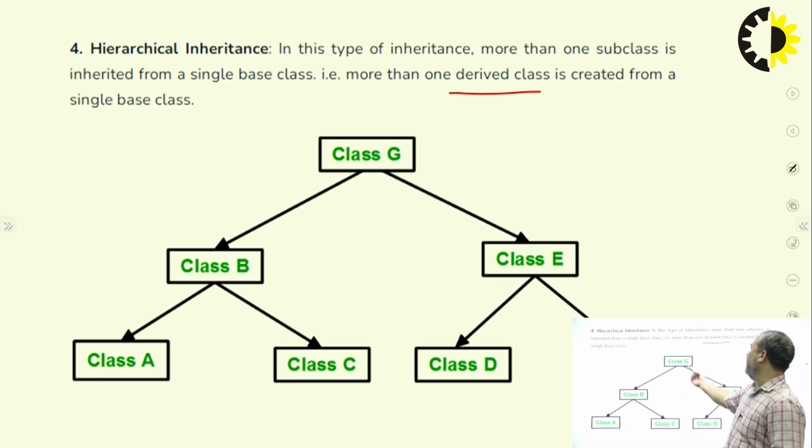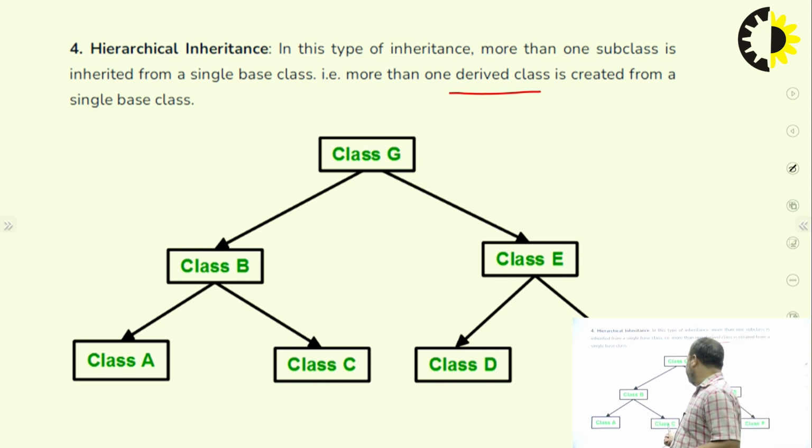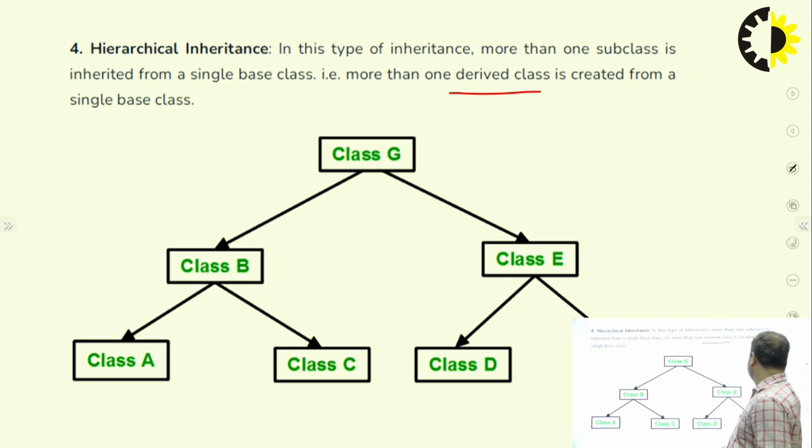Like B is derived from G, E is also derived from G. Similarly, we can see here A and C both are derived from B. Here class D and F both are derived from class E, which is already derived from class G. So this becomes a hierarchy, just like a tree hierarchy is called a tree type data structure. If we maintain it in terms of inheritance, then this becomes hierarchical inheritance.